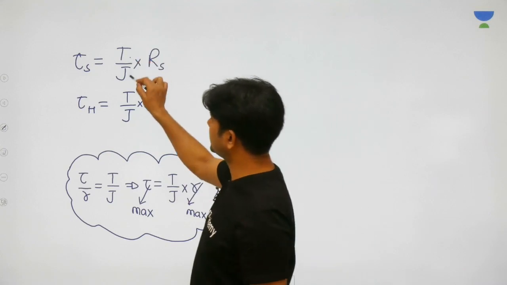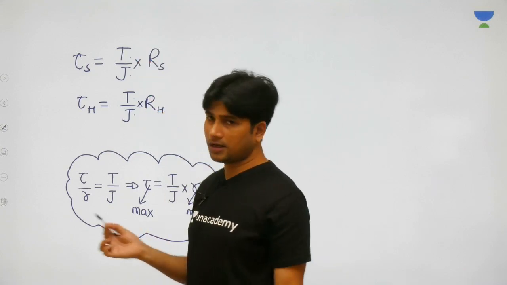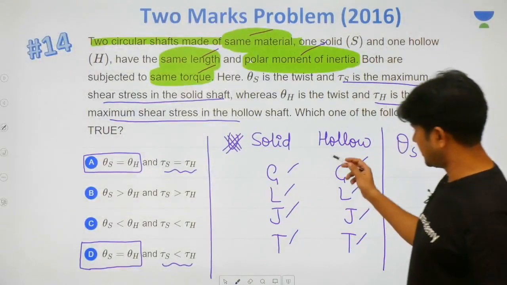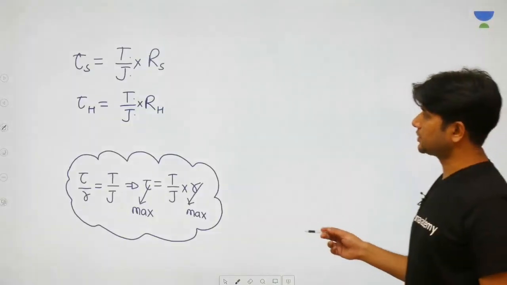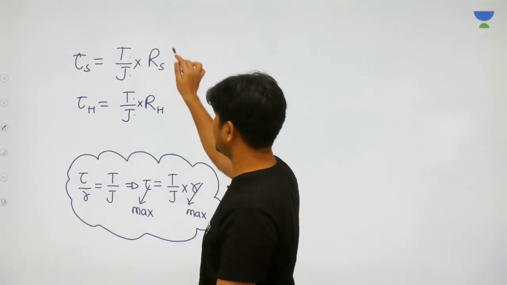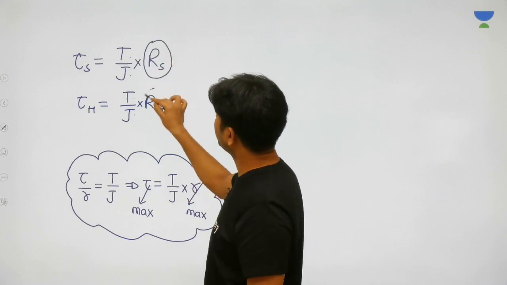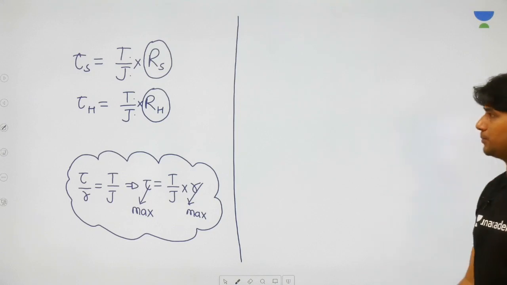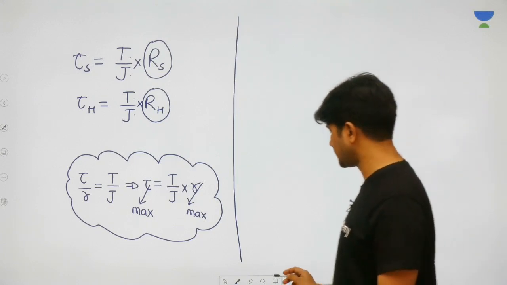Why? Because T by J and T by J are equal. Same torque and same J you have. So T by J is equal. Ultimately, it becomes a fight of R values. Now we'll have to compare the R values, to see which one is going to have more R and which one is going to have less R.